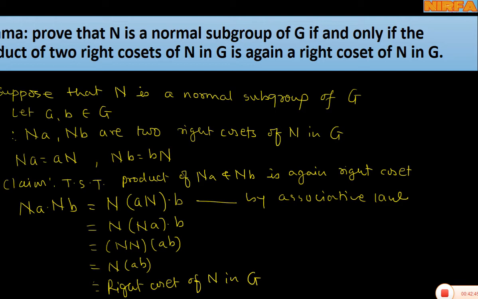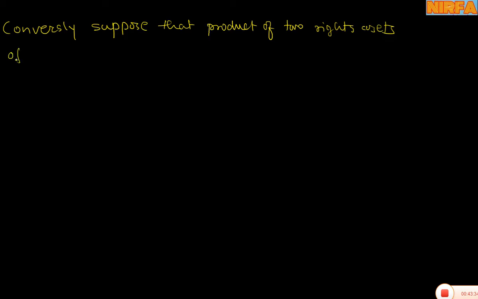Now, we would like to show the converse part, and in the converse part, we are assuming that the product of two right cosets of N in G is again a right coset of N in G, and our claim is to show that capital N is a normal subgroup of G. So conversely, suppose that the product of two right cosets of N in G is again a right coset of N in G. I am supposing this statement.